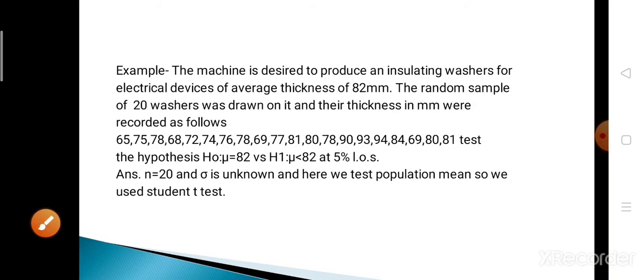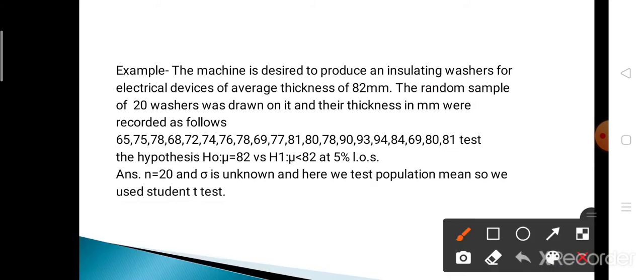The machine is desired to produce insulating washers for electrical devices of average thickness of 82 mm. A random sample of 20 washers was drawn and their thickness in mm was recorded. The data values are 65, 75, 78, 68, 72, 74, 76, 78, 69, 77, 81, 80, 78, 90, 93, 84, 69, 80 and last is 81. The total observations we are given is 20 because a random sample of 20 washers was drawn.